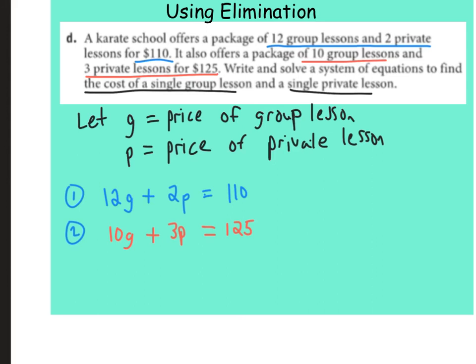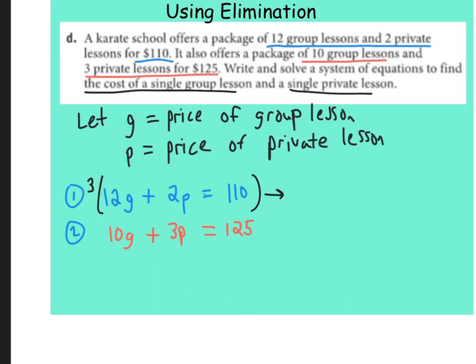I'm going to try to eliminate the p just because the numbers are smaller. One of them has a coefficient of 2p, and the other one has a 3 in front of the p, so I'm going to try to get them to be 6 and negative 6. That's the least common multiple of 2 and 3, right? That's just going to be the easiest way to do this. So I'm going to multiply this first equation by 3. As long as we do the entire equation, we can do that.